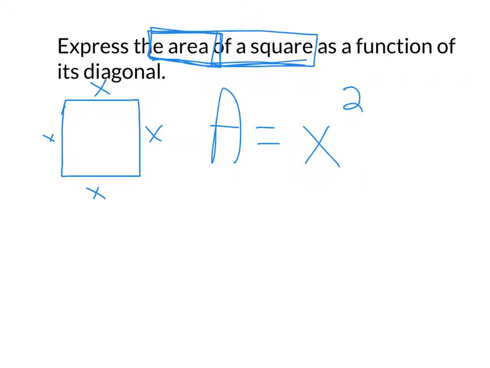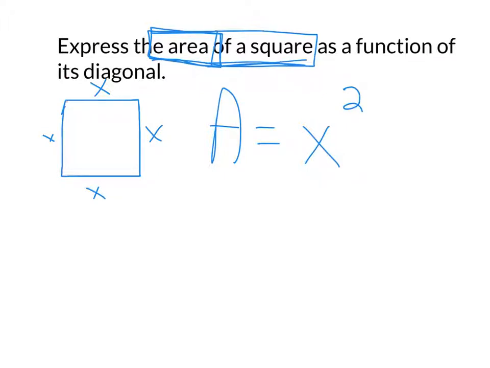So normally, area is a function of its side length. X in this case stands for the side length of this square. If you know the side length, you can find the area pretty easily. But we don't want it as a function of side length, we want it as a function of its diagonal. Just to be fun and crazy and wacky once in a while.